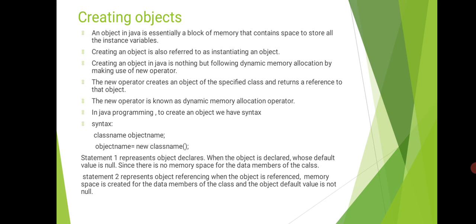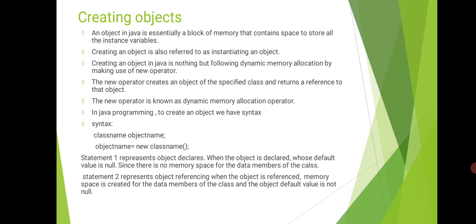It is pointing to null. That is, when the object is declared its default value is null, it is not pointing to a particular class but it is pointing to null, since there is no memory space for the data members of the class. The data members do not yet have memory allocation. In the first statement the object is just declared, but it is pointing to null, and no memory is created.